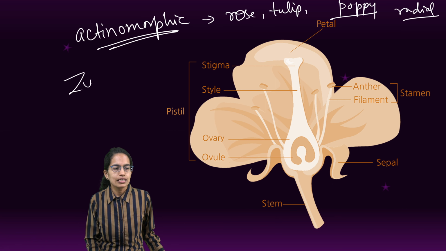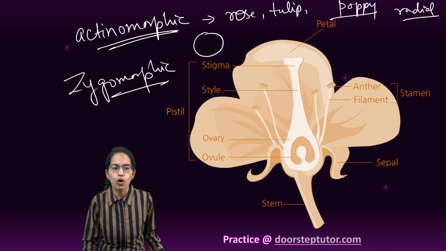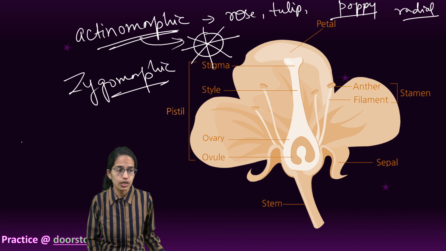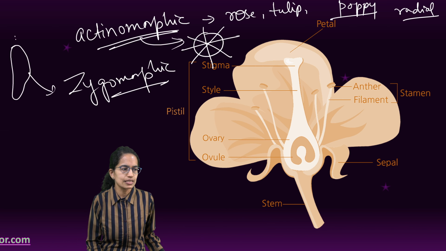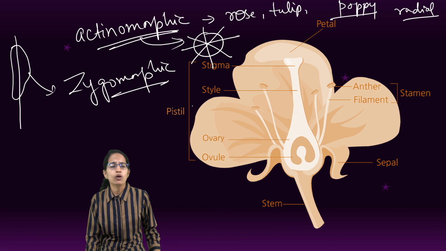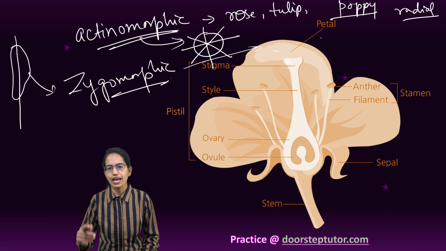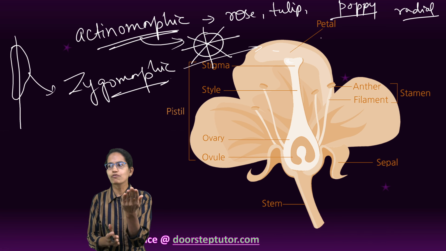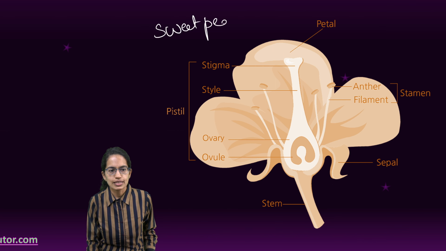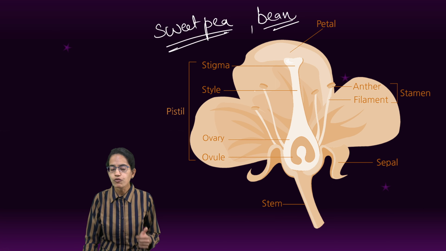The next is zygomorphic. Zygomorphic means I can cut it into two halves but only from one plane. So if it is circular, I can cut it from any plane, so it is actinomorphic, or we call it radial. Zygomorphic, let's say this is the shape, I can cut it into two halves only from one plane. So we call this zygomorphic. A good example is sweet pea. We can cut the flower into two halves only from one axis. So sweet pea is an example of zygomorphic. Bean flower is again an example of zygomorphic.